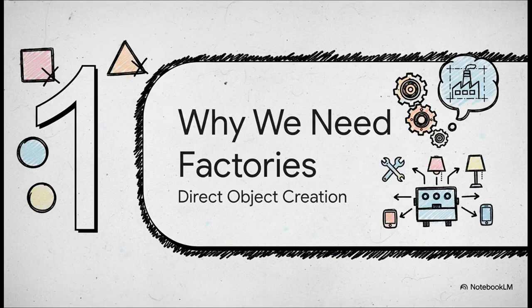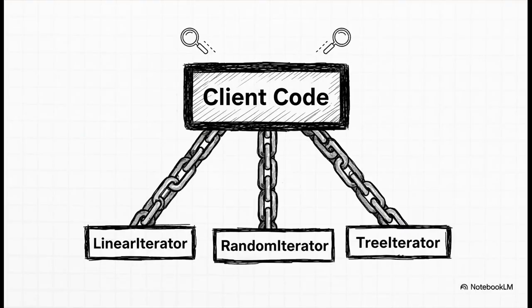Okay, let's start at square one. What problem is a factory even trying to solve? Well, it all boils down to how we make things, how we create objects in our code. You see, when your main code is full of lines like new linear iterator here and new random iterator there, it gets really tightly coupled to those specific classes. Your application code knows exactly how to construct these things, and that knowledge makes it super rigid. If you need to change how one is made, you've got to hunt down every single place you used it.